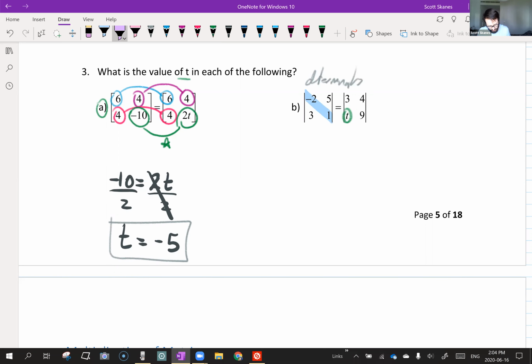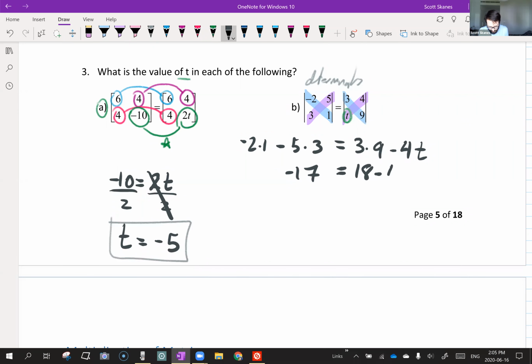This times this, minus this times this, equals this times this, minus this times this. So I'm going to do the left side first. I'll do the left side and the right side. So the left side, negative 2 times 1, minus 5 times 3. On my right side, 3 times 9, minus 4 times t. And now we just solve this for t. So this is negative 2 minus 15, negative 17. This is 27 minus 4t.